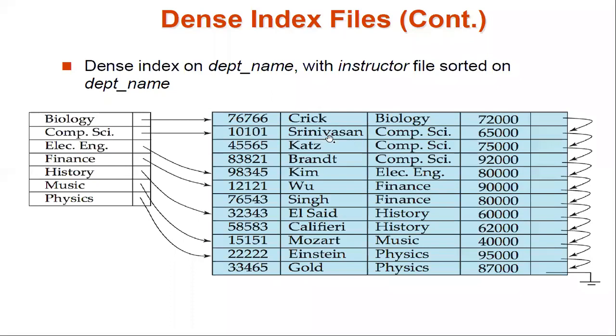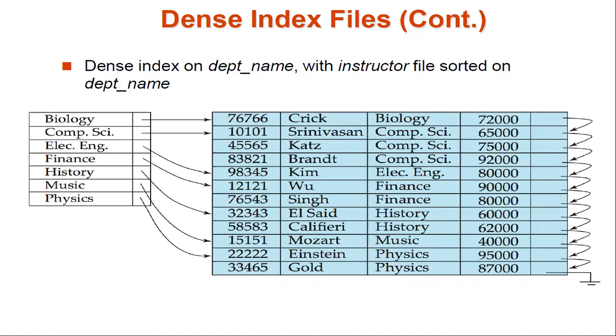Suppose you want to move to a particular record, for example 83821 with computer science and 92,000. First you have to point to the start of your computer science records, and from there, through linked-list type pointers, you have the pointer to the next record. You can see here that there is a pointer from one record to the other. Through this you can navigate and find the particular record. So this is one more way of writing the dense index file, right?